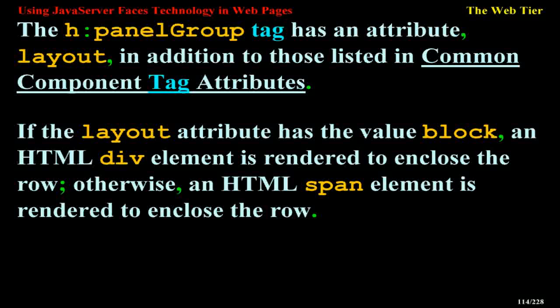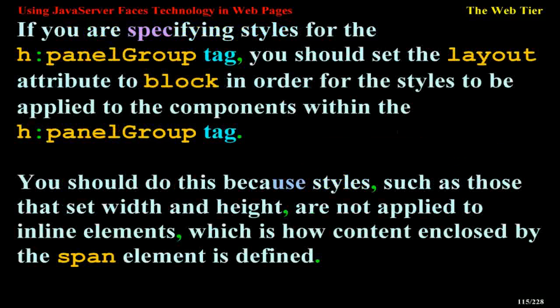If the layout attribute has the value block, an HTML div element is rendered to enclose the row. Otherwise, an HTML span element is rendered to enclose the row. If you are specifying styles for the h:panelGroup tag, you should set the layout attribute to block in order for the styles to be applied to the components within the h:panelGroup tag. You should do this because styles, such as those that set width and height, are not applied to inline elements, which is how content enclosed by the span element is defined.